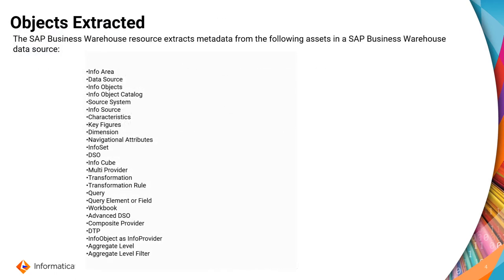The SAP Business Warehouse resource extracts metadata from the assets mentioned on your screen: info area, data source, info objects, source system, dimensions, data source objects, info cube, transformations, query, workbook, just to name a few.